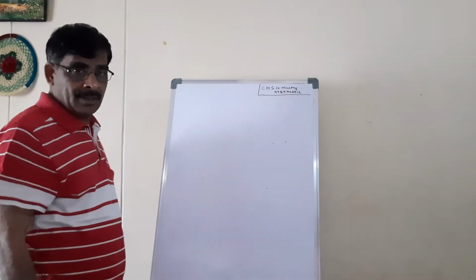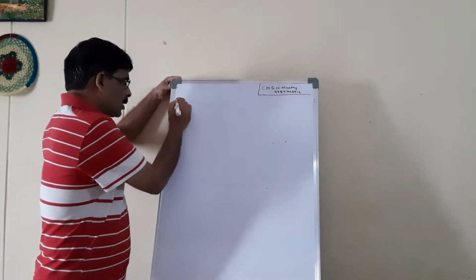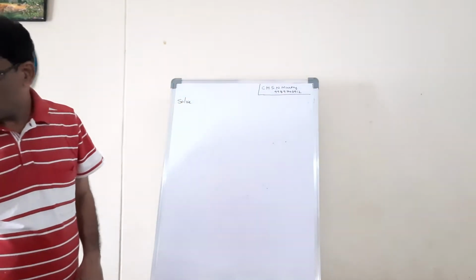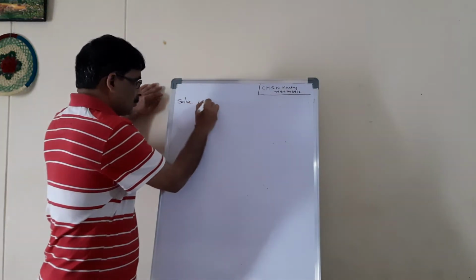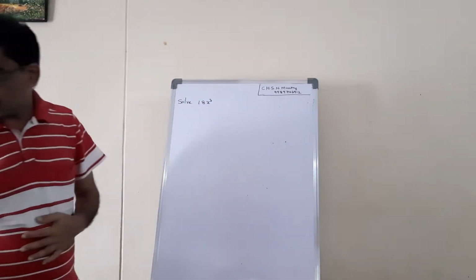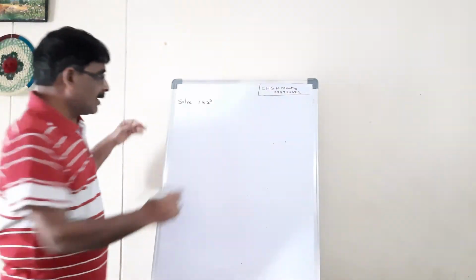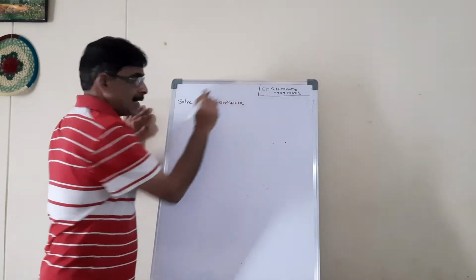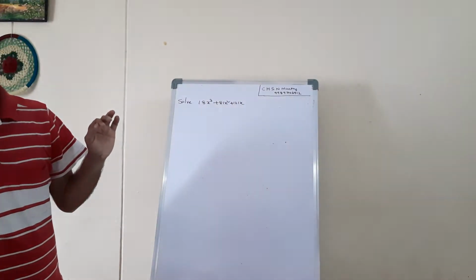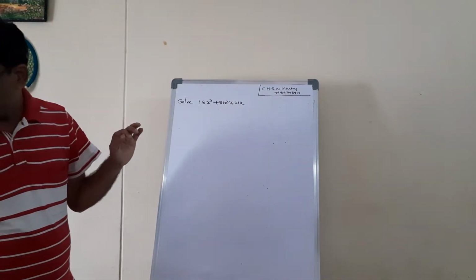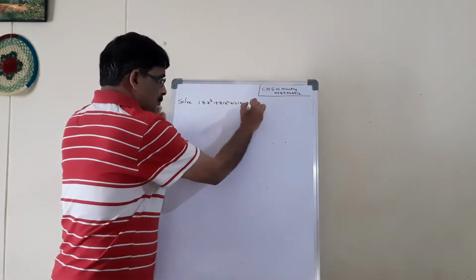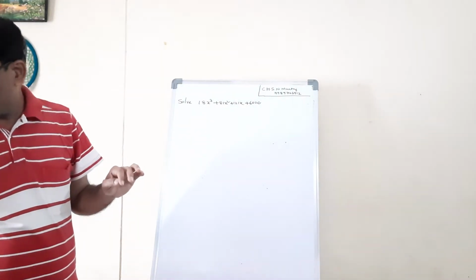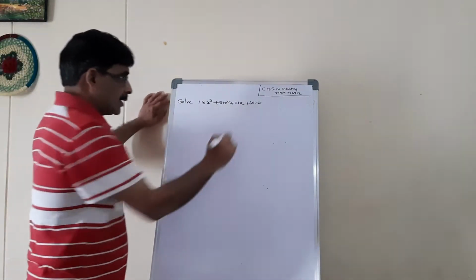Okay, welcome back, students. We will take one more problem. Solve 18x cube plus 81x square plus 121x plus 60 equal to 0.